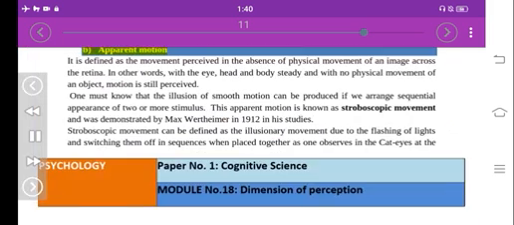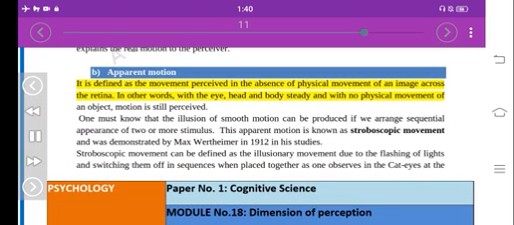B. Apparent motion. It is defined as the movement perceived in the absence of physical movement of an image across the retina. In other words, with the eye, head and body steady and with no physical movement of an object, motion is still perceived. One must know that the illusion of smooth motion can be produced if we arrange sequential appearance of two or more stimuli. This apparent motion is known as stroboscopic movement and was demonstrated by Max Wertheimer in 1912 in his studies.